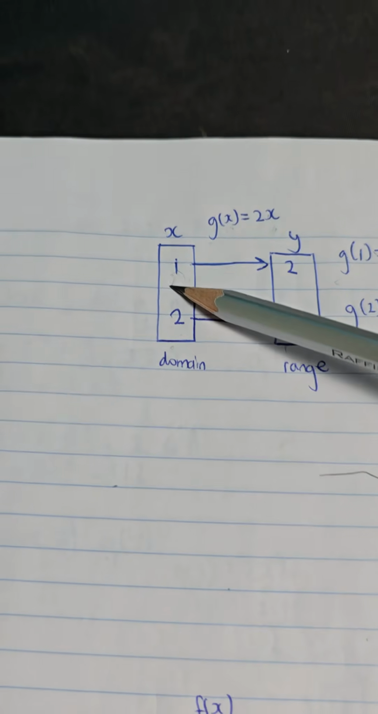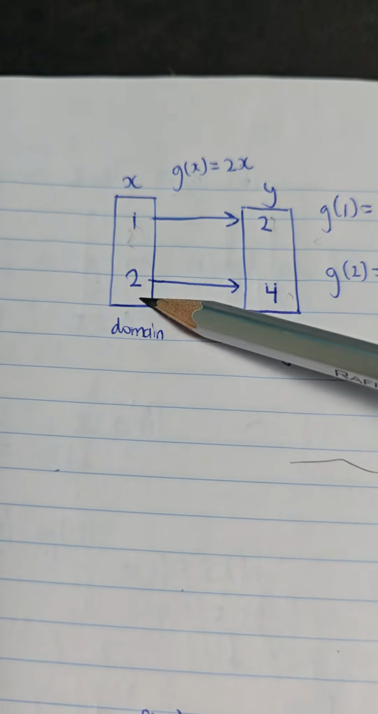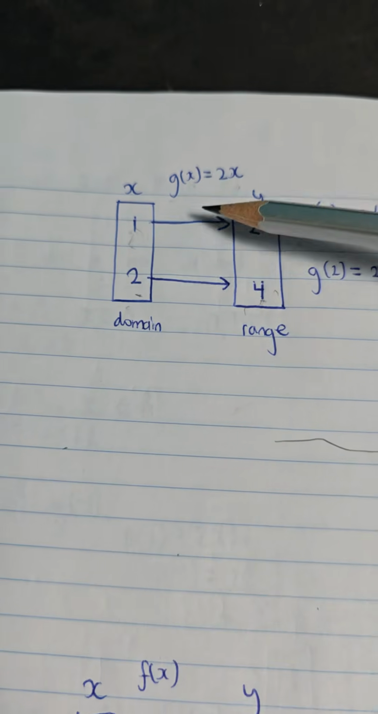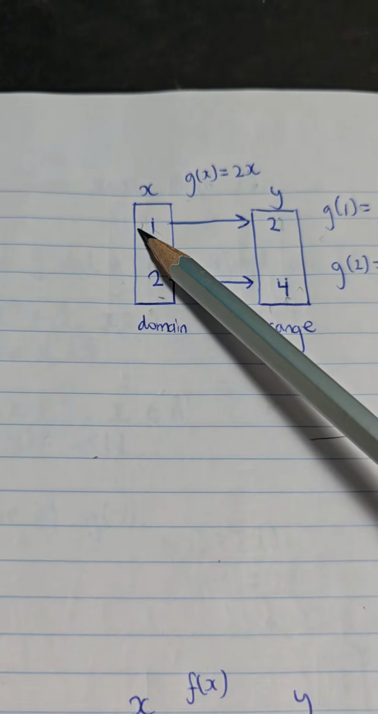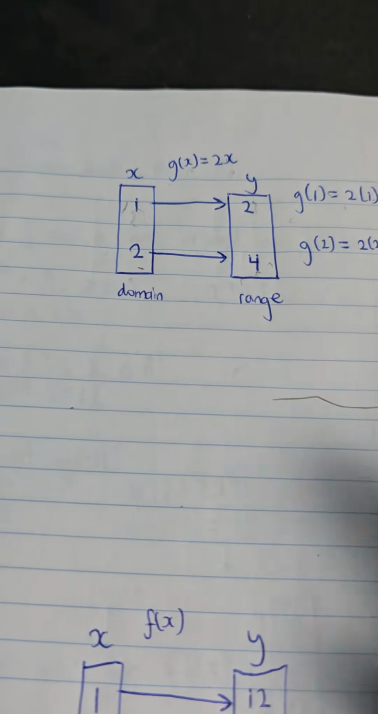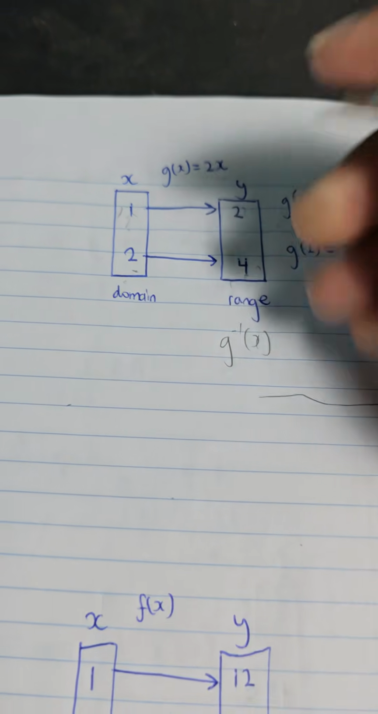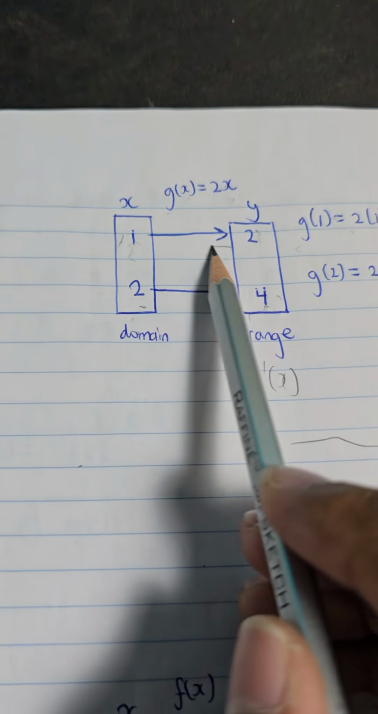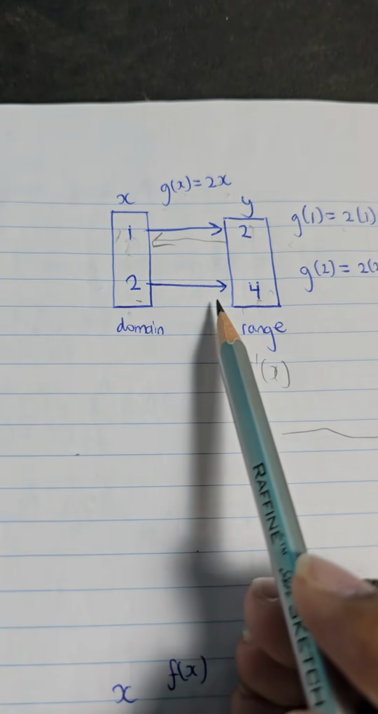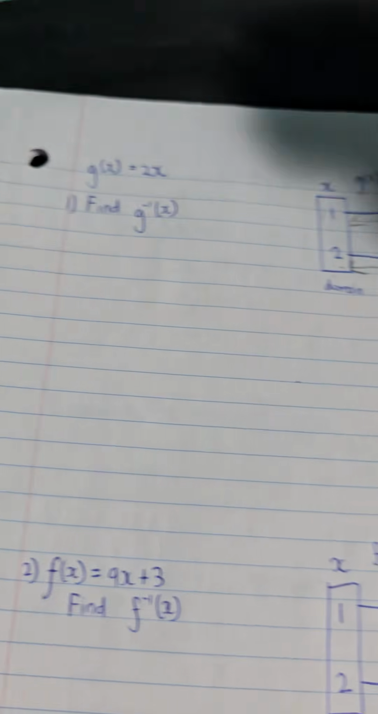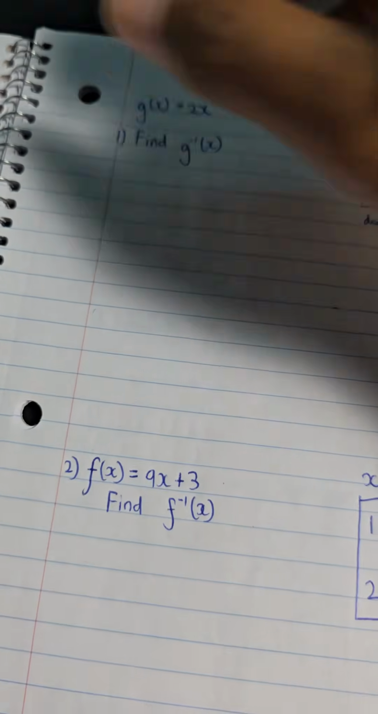So when x is 1, I get an output of 2. When x is 2, I get an output of 4. And that is what the function is doing. It's mapping the x value onto the y value. So again, what do you think the inverse function would do? Well, the inverse function should map 2 onto 1, and it should map 4 onto 2. So let's go ahead and find the inverse function and then see if it works.